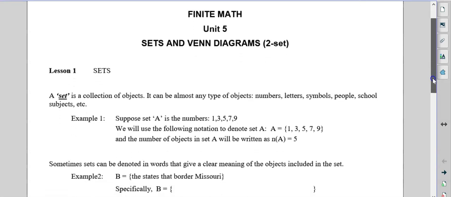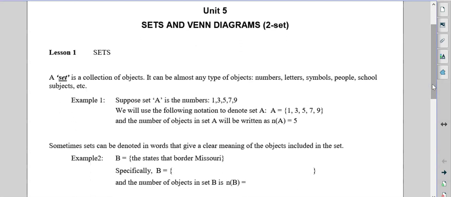All right, so Unit 5, sets and Venn diagrams. This is only focusing on the two set type of Venn diagrams. The other part of this unit is on 3. So we're just focusing on 2 sets right now.